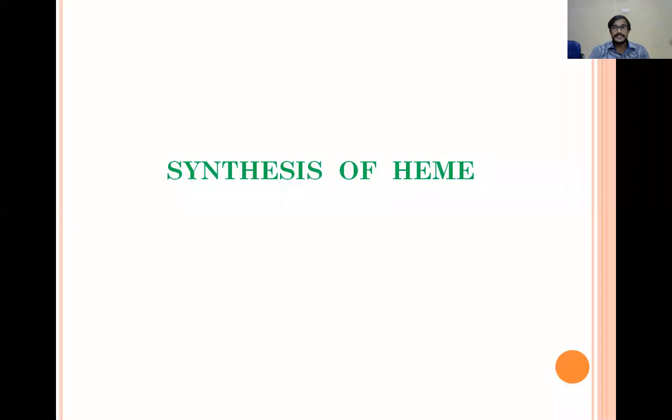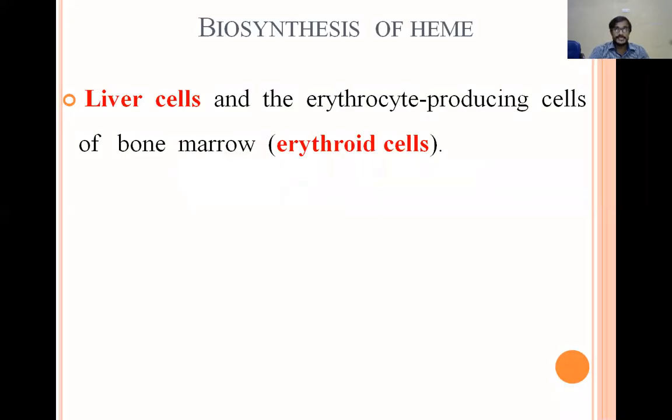And coming to the synthesis of heme. So coming to the synthesis, in any biosynthesis of any biochemical substance, we have to see the site and what are the initial substrates. So that is the main thing that we have to start with any metabolism or any biosynthesis. So here the heme synthesis occurs in the liver cells and erythroid cells. That means erythrocyte producing cells which are present in the bone marrow. So this heme synthesis occurs in liver cells and erythroid cells.